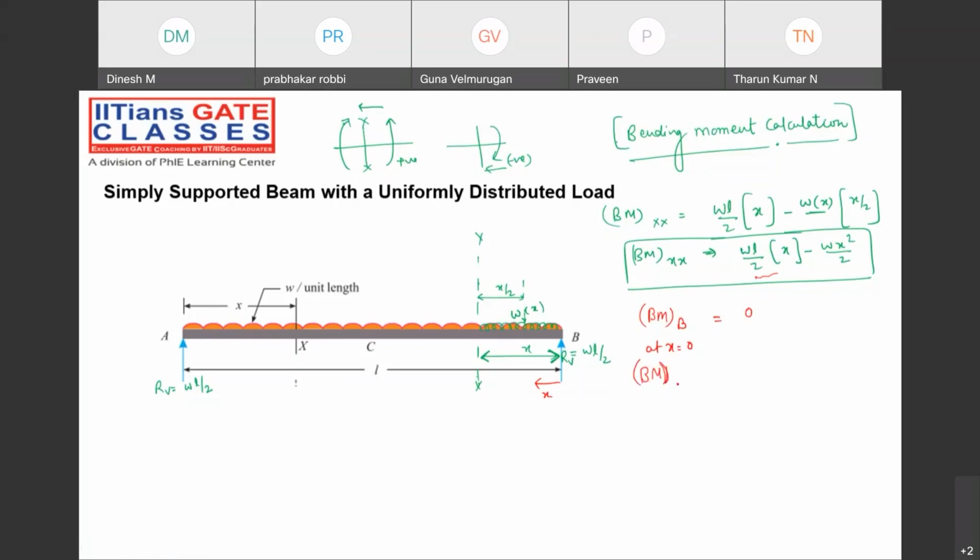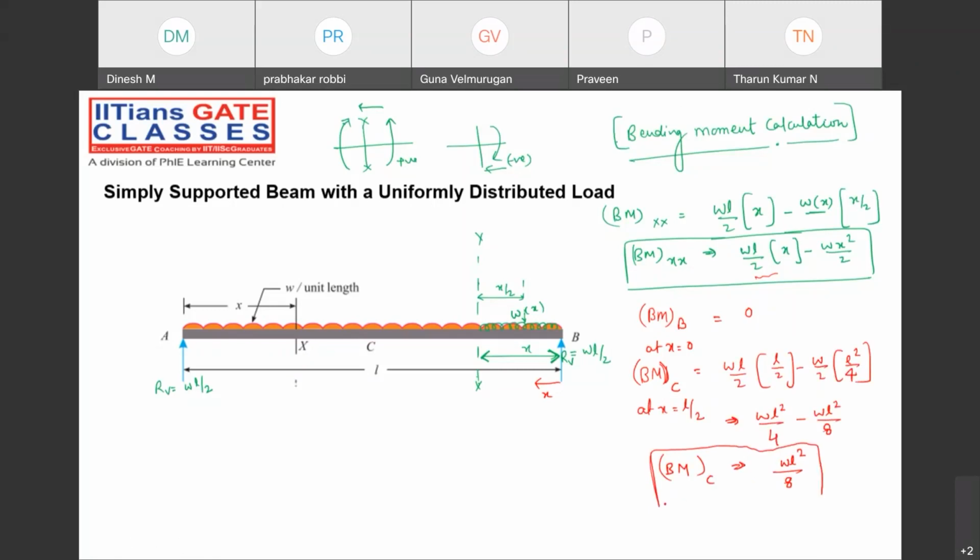What is the bending moment exactly at the midpoint, at point C? Exactly at a distance x equal to L by 2. So W into L by 2 into L by 2, W by 2, L square by 4. So W L square by 4 minus W L square by 8. So that is going to be W L square by 8. That is the bending moment at C. All of you, please check it out.